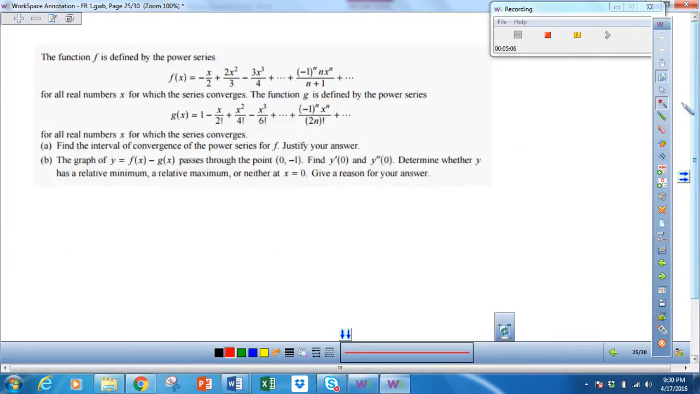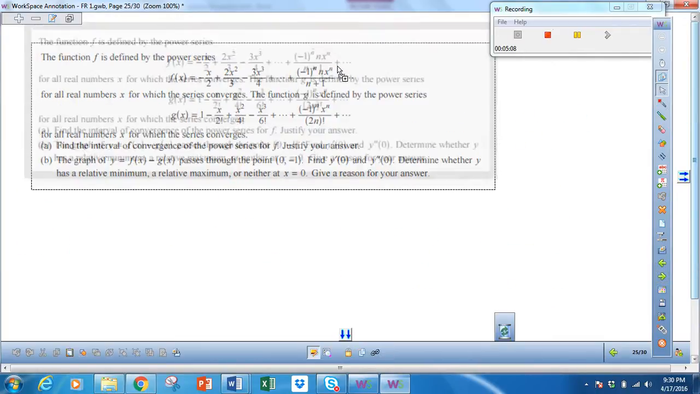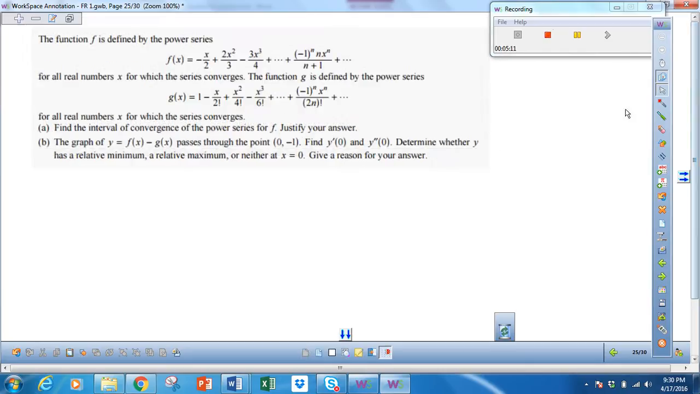This next question I thought was pretty cute, but I don't think they're all cute. What it's asking you to do is, they give you that y is equal to f of x minus g of x, that it passes through the point (0, -1), and they want you to find y prime of 0 and y double prime of 0. And then talk about its relative max or min, or neither. So the first thing we have to do is figure out what is f of x minus g of x.